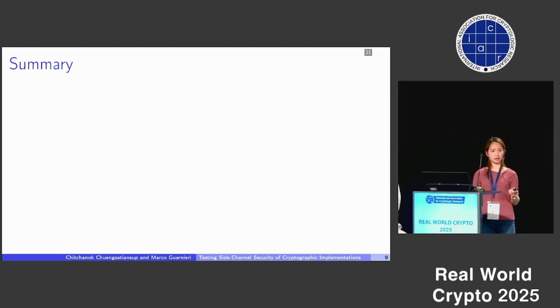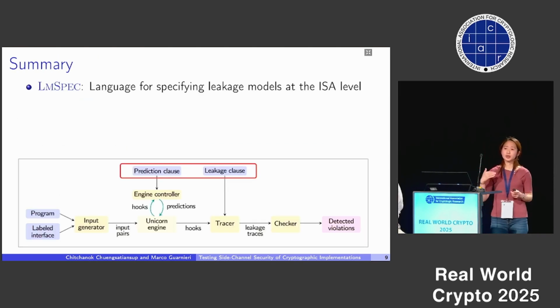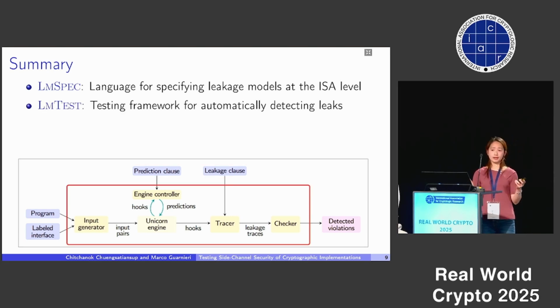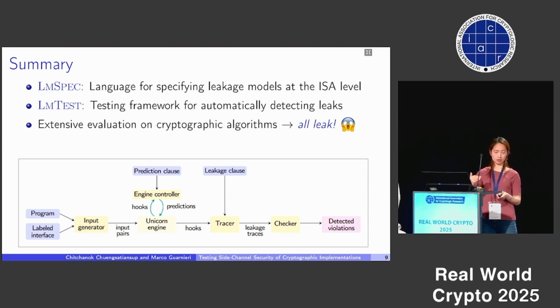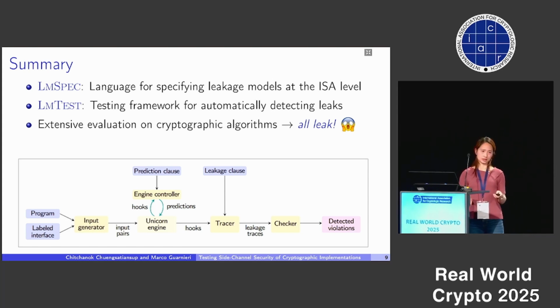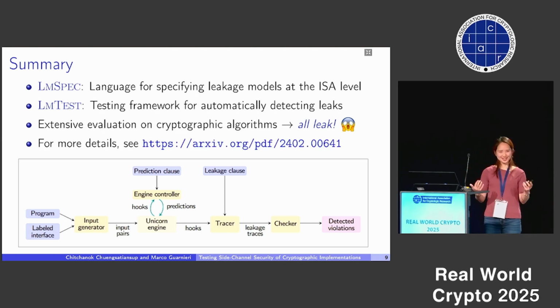And to summarize our work, first we introduce a language to express this leakage model. Then we have a testing framework which automatically detects the leaks. We just let it run and wait for the result. Another thing is that we did extensive evaluation, and we found that if these microarchitectural optimizations were in place, then all of these implementations would leak. I would encourage you to look at our paper, where there is more detail. And with that, we are happy to take questions.